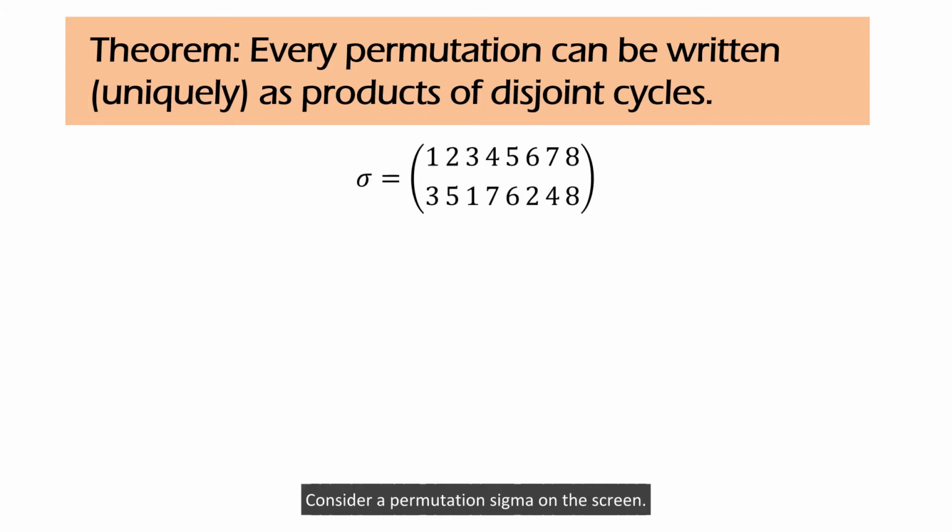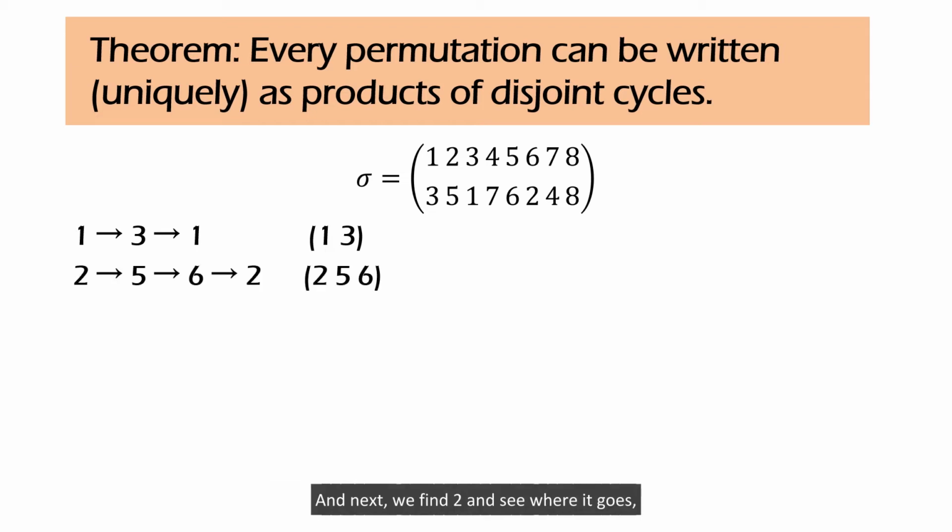Consider a permutation sigma on the screen. We first pick the element 1 and see where it goes. 1 goes to 3, and 3 goes to 1. So there's a cycle bracket 1, 3. And next we find 2 and see where it goes. 2 goes to 5, 5 goes to 6, and 6 goes back to 2. So there is a cycle of bracket 2, 5, 6. And we skip 3 because we've already included 3 in the first cycle.